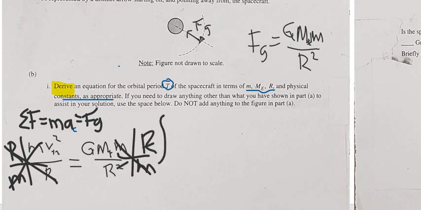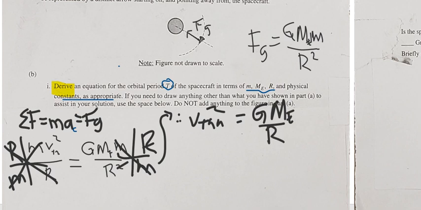So that's going to give you v tan squared. You don't have to write the tan there. It's a habit. Gravitational constant, mass of the Earth over R. And the only problem here, I've got a constant, I've got mass of the Earth and R, is I still don't have time period.